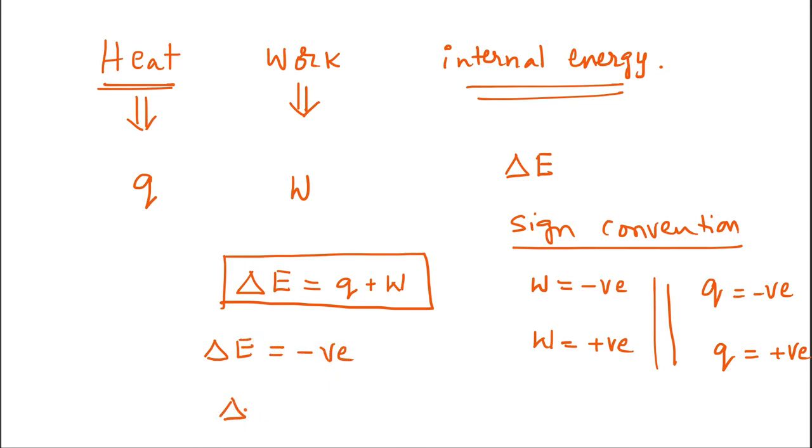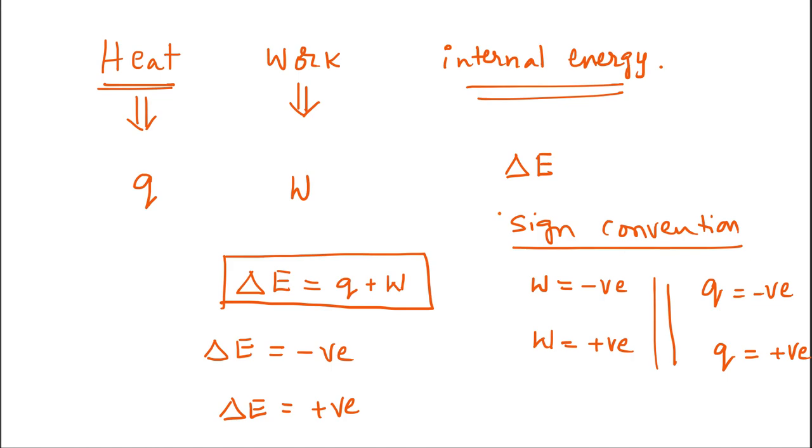And sometimes you may do work on the system, or heat can be supplied to the system, and that results in the increase of energy of the system, therefore delta E is positive. Or if both heat is supplied to the system and work is done on the system, then there will be a greater increase in the internal energy of the system. Let's say heat is released by the system and work is done on the system, and this is a problem. When heat is released by the system, there is a loss of energy, and when work is done on the system, there is a gain of energy.